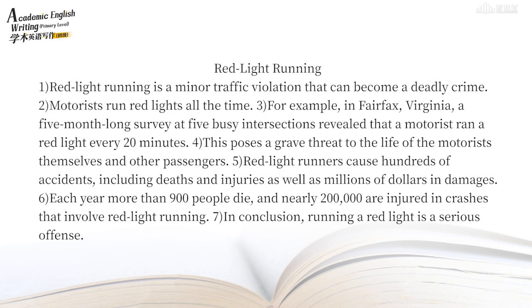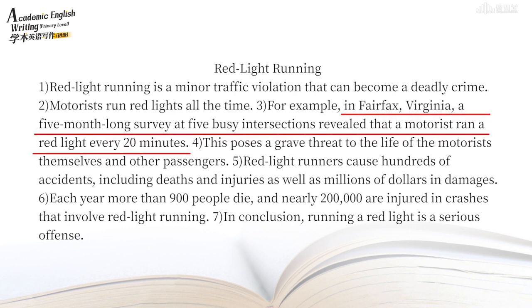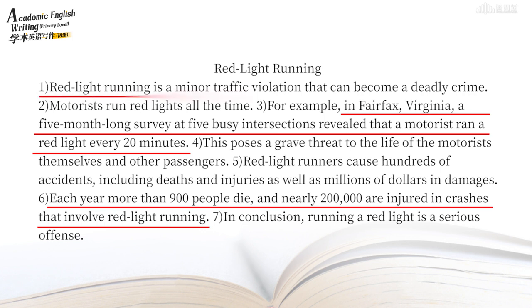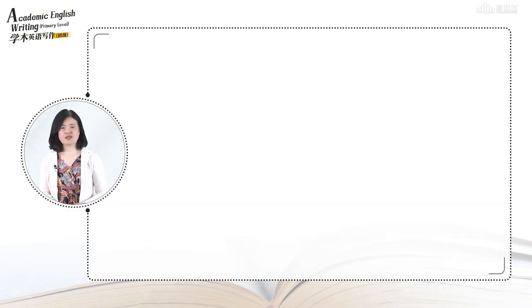In this paragraph, sentence 3 offers an example to prove that motorists run red lights all the time. And sentence 6 gives statistics to show red light running causes deaths and injuries. Altogether, they support the main idea of the paragraph, which is red light running is not just a minor traffic violation, but a deadly crime.